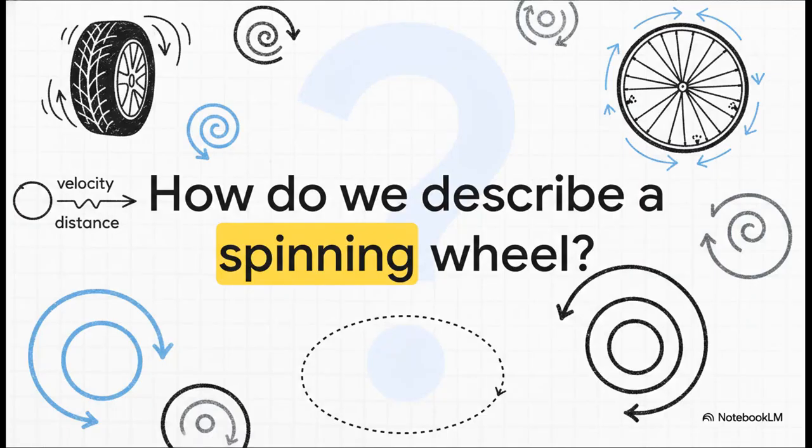So think about this. If something's moving in a straight line, it's super easy to describe, right? You just talk about its distance, its speed. Simple. But what about a spinning wheel? Every single point on that wheel is moving, some faster than others. But the wheel itself isn't really going anywhere. So how on earth do we even begin to describe that motion?